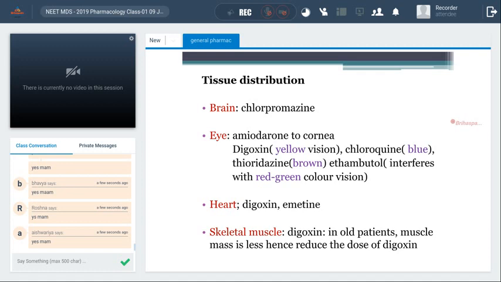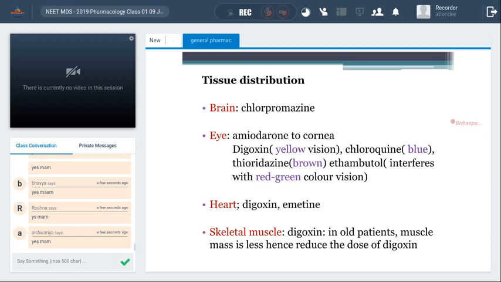Then you have thioridazine, which causes brown vision. Then ethambutol interferes with red-green color vision. So the patient will have difficulty in identifying red and green color. So these are some of the drugs which get deposited in the eye and cause disturbed vision. I repeat, digoxin yellow vision, chloroquine blue vision, thioridazine brown vision, and ethambutol interferes with red-green color vision.